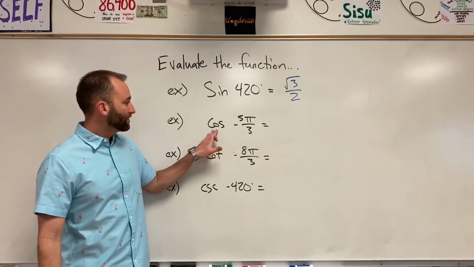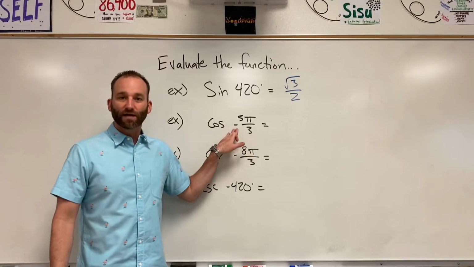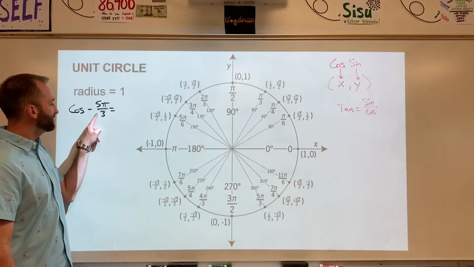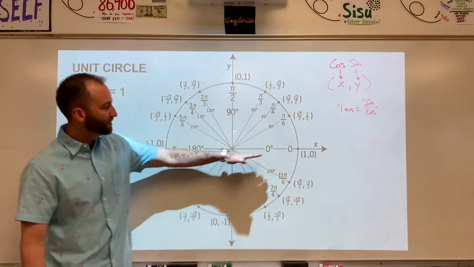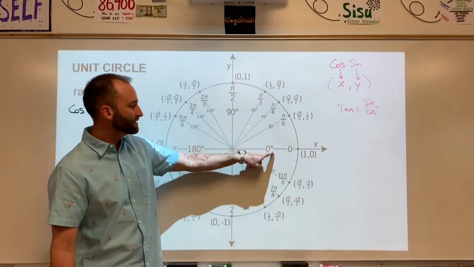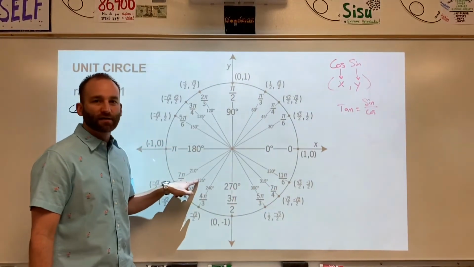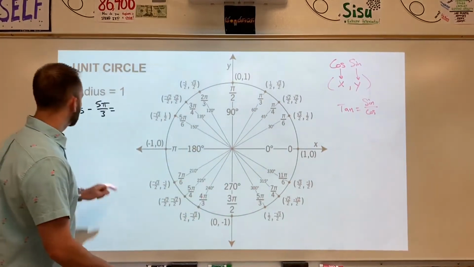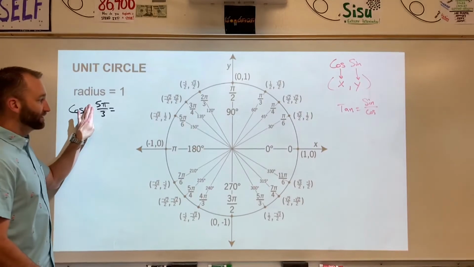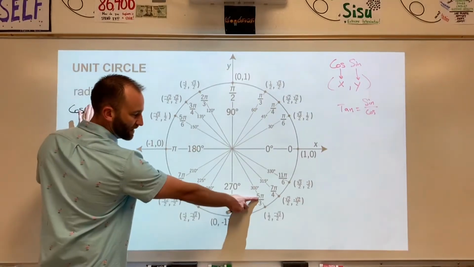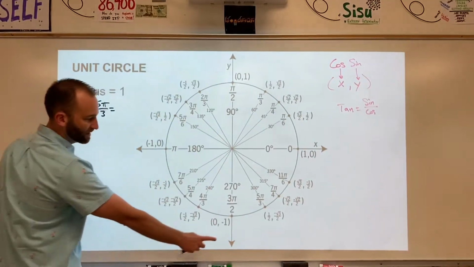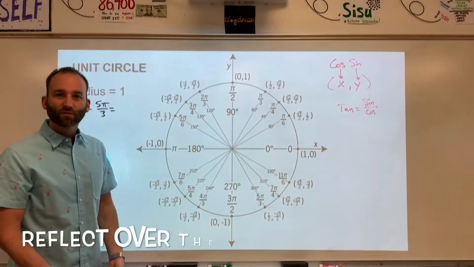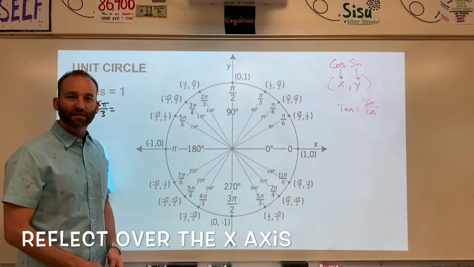Next, we've got a cosine, but we're using a negative radian. Let's check it out. We have cosine of negative 5 pi over 3. Anytime there's a negative, instead of going counterclockwise, you would go clockwise. But I think it's easier to do it this way. Let's pretend there was no negative. 5 pi over 3 is right there. The cosine is the x-coordinate. Because I have a negative, I'm going to reflect over the x-axis.